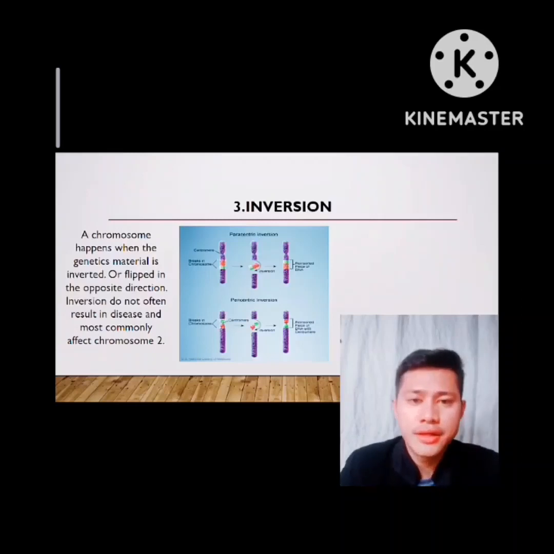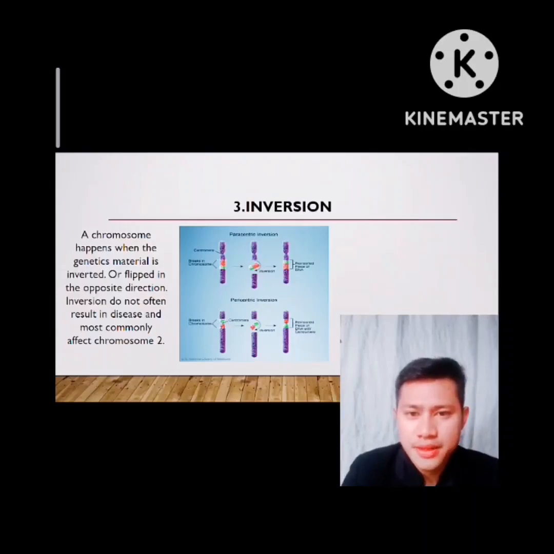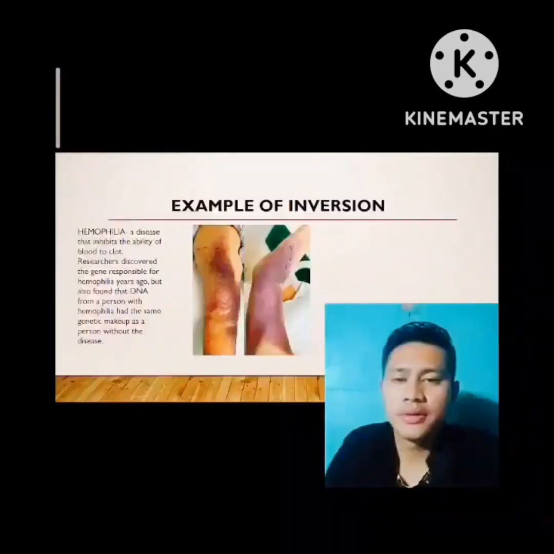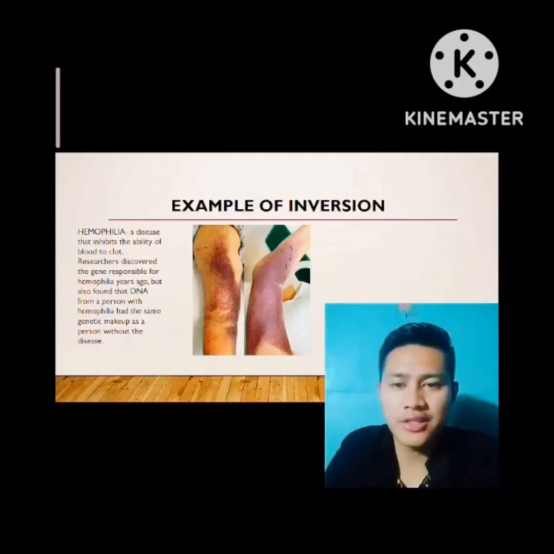So it is the third major type of chromosomal aberration, the inversion. Inversion happens when the genetic materials is inverted or flipped in the opposite direction. Inversions do not often result in disease and most commonly affect chromosome 2. One well-known example of inversion is hemophilia, a disease that inhibits the ability of blood to clot. Researchers discovered the gene responsible for hemophilia years ago, but also found that DNA from a person with hemophilia had the same genetic makeup as a person without the disease.